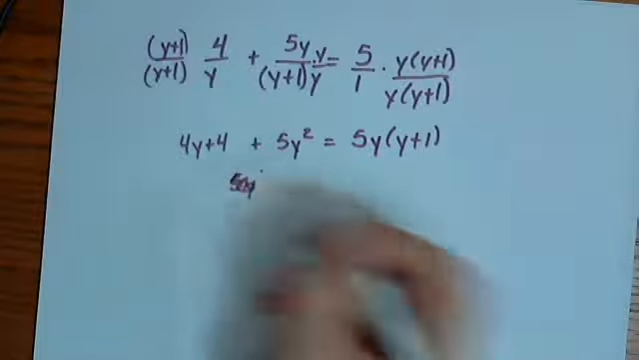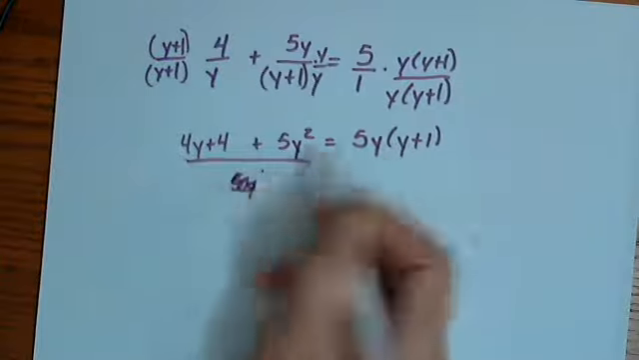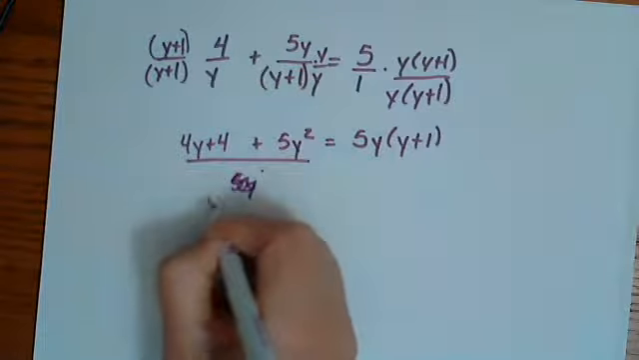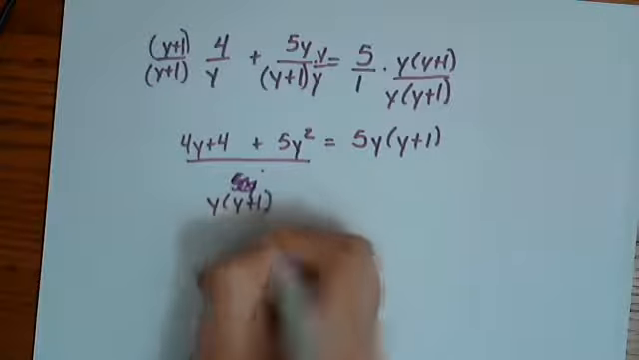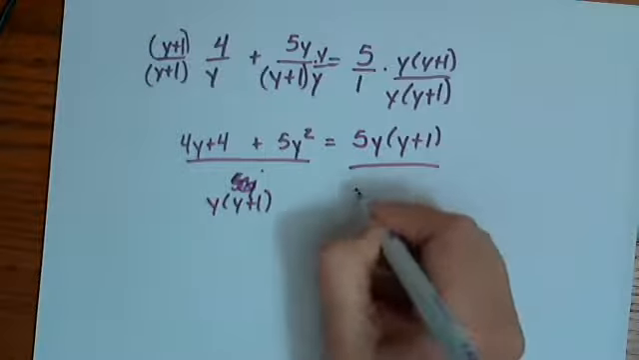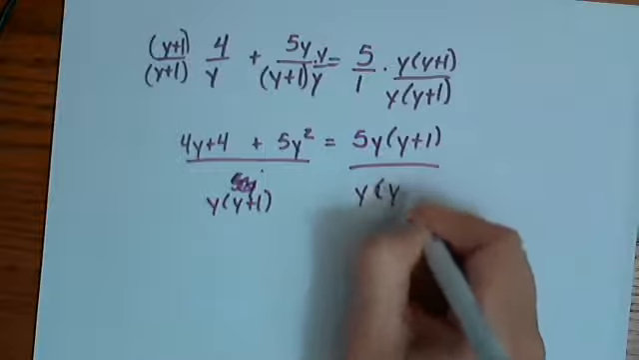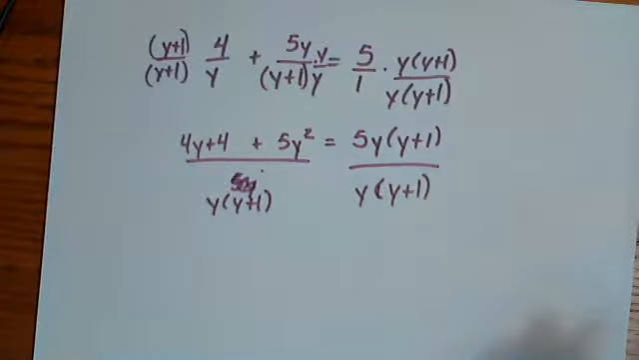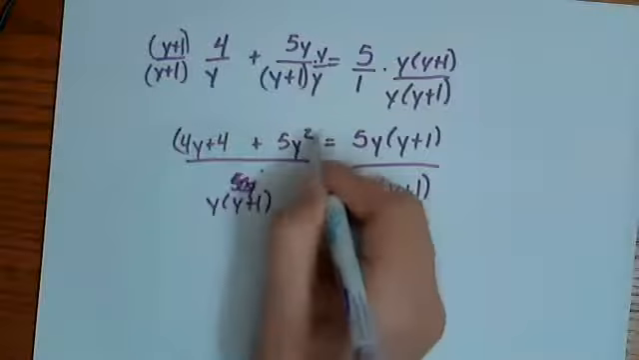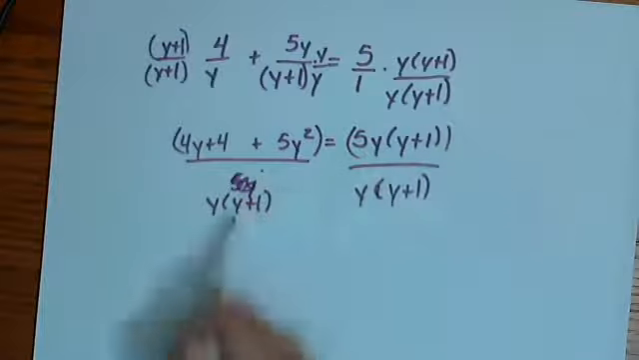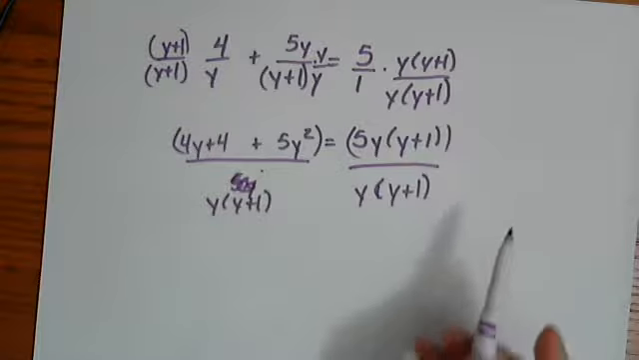5y. Oh, and I forgot, I didn't write the denominator in here. So on this side, I'm going to have a denominator of y times y plus 1. And on this side, I'm going to have a denominator of y times y plus 1. Now think about what happens here. Check this out because this is super cool. As soon as I do this, I've got the same denominator on both sides, right? The same denominator on both sides.